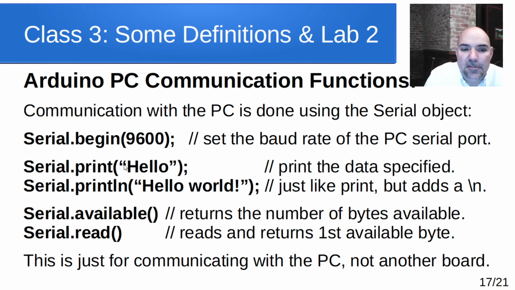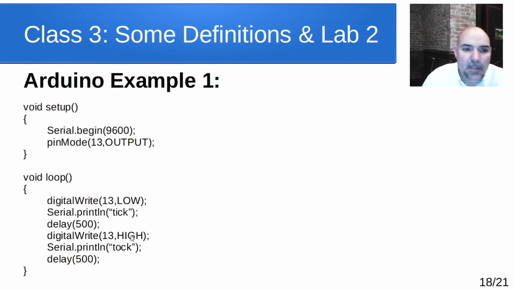So remember, this is just for communicating with the PC, not another board that we're going to talk to over the other channel. All right, so here's an example. Notice in the setup, I do the Serial.begin of 9600, and I set the pin mode of 13 as an output.